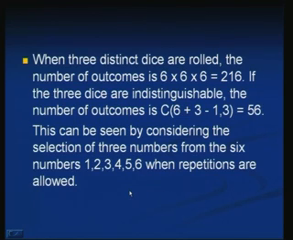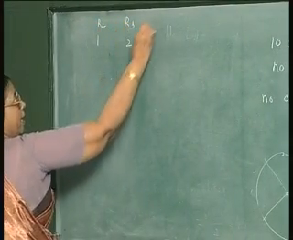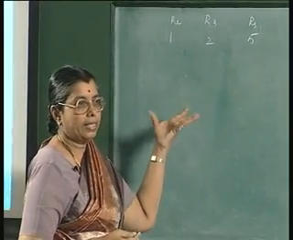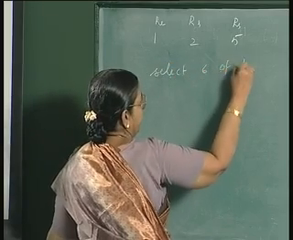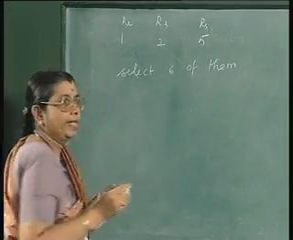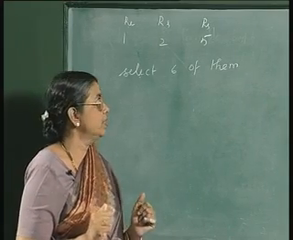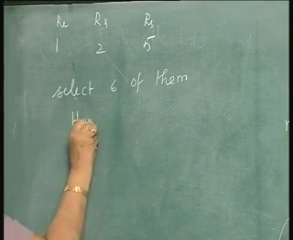Let us consider a simple problem here. You are having 1 rupee coins, 2 rupee coins and 5 rupee coins. You want to select 6 of them. From a collection of 1 rupee coins, 2 rupee coins and 5 rupee coins, you want to select 6. In how many ways can you do it?